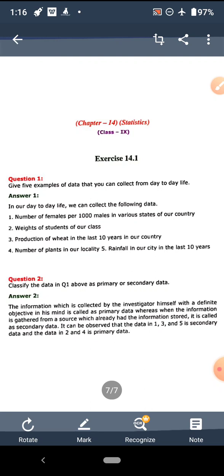So I hope that you got the meaning of data, datum, statistics in singular sense, statistics in plural sense, then collection of data through primary and the secondary mode.